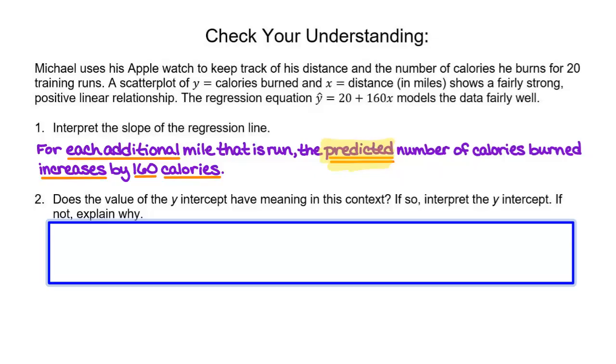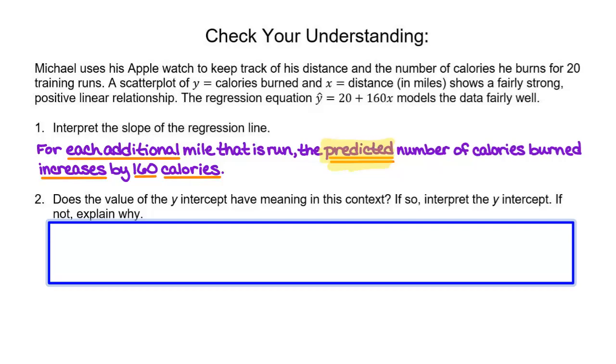Why is it not like this? Because 160 is how many calories you burn per mile. So if you multiply how many calories you burn per mile by how many miles you get, it's going to increase based on how many miles you do. The x variable here is the distance. The y variable is the calories burned. This is what's changing as this changes.